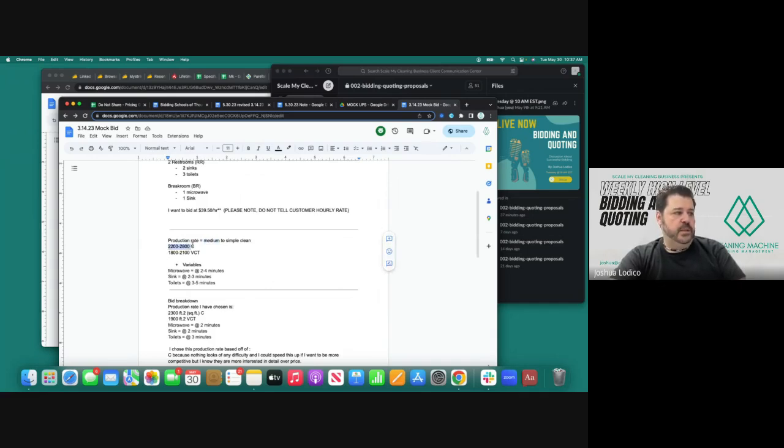So for our medium clean, we're looking at 2,200 to 2,800 for carpet or 1,800 to 2,100 for tile. That's your production rate. That's how much you can clean on an average clean. So that's pulling your trash, pulling your recycling if there's that, doing your dusting details, wiping of desk, vacuuming, any vacuum detail that you need to do.